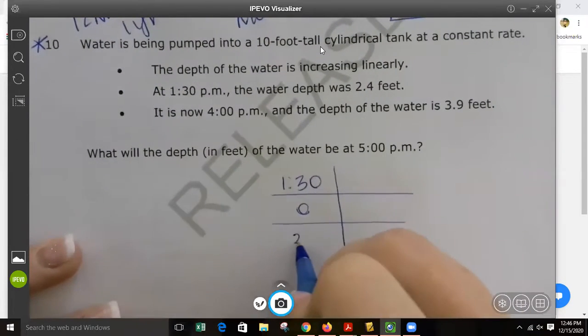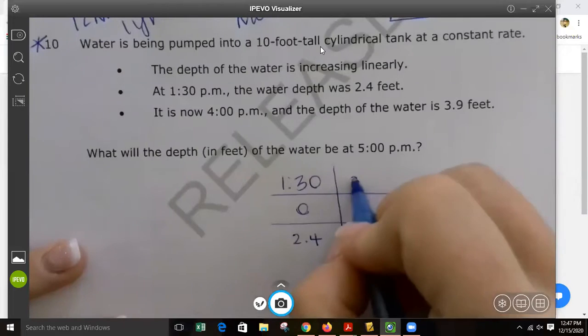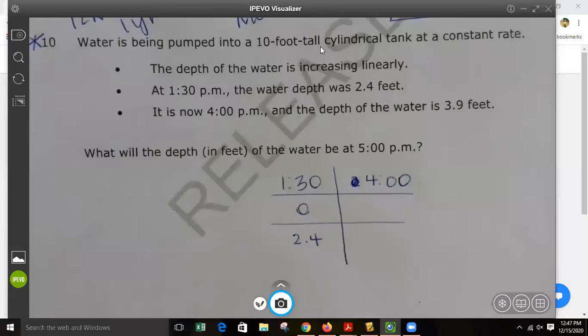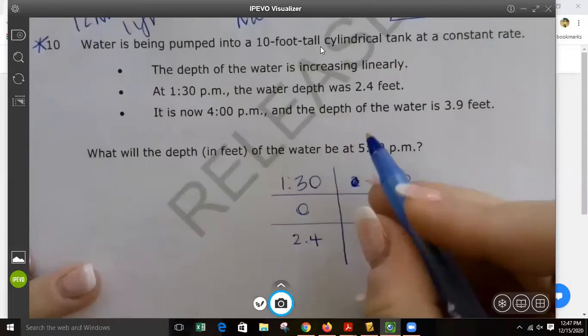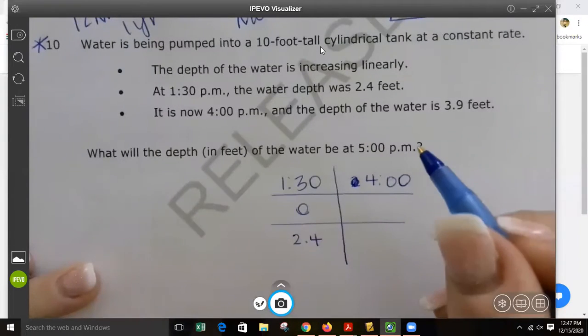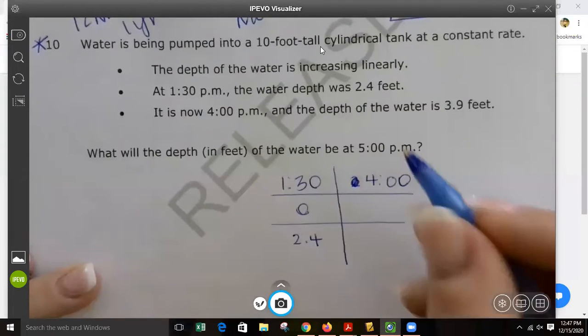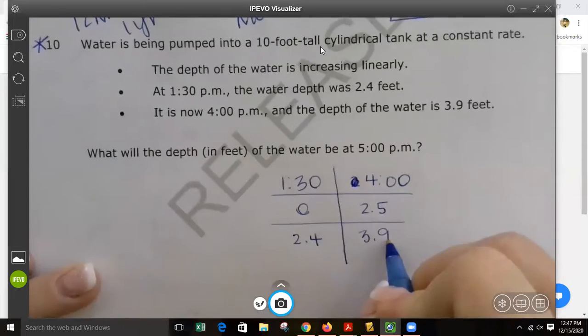Water was 2.4. At 4 o'clock, how much time had passed? 3.5 hours, so 3.5. Is it 3.5? Not 3.5. Close. 2.5. 2.5 hours later, it was at 3.9.